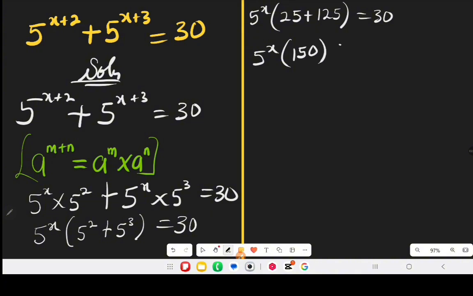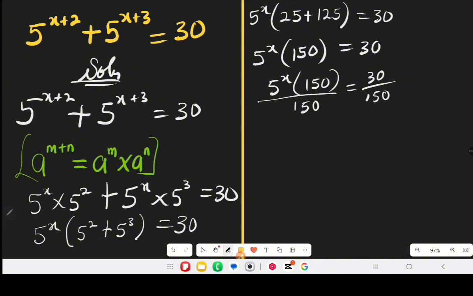150 equal to 30. Now we divide both sides by the coefficient of 5 raised to the power of x, which is 150. We have 5 raised to the power of x times 150 all over 150 equal to 30 all over 150. 150 cancels 150, left with 5 raised to the power of x equal to 30 over 150. Cancel the 0, 3 into 3 is 1, 3 into 15 gives us 5, so we have 1 over 5.